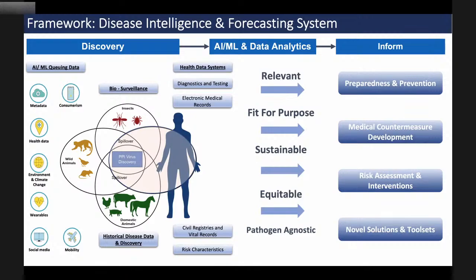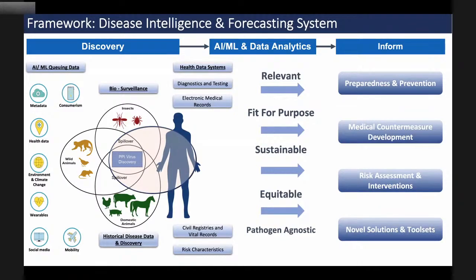What's important about this is you cannot create in a vacuum. You need to co-create with partners that have very different types of settings in order to be relevant, to be creating a system that is fit for purpose, that is sustainable, and that's equitable, and ultimately pathogen agnostic. Now, that's very aspirational, but regardless.